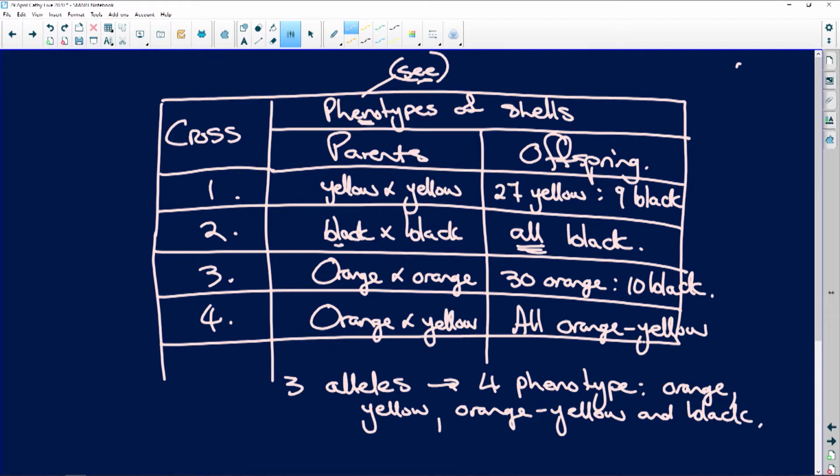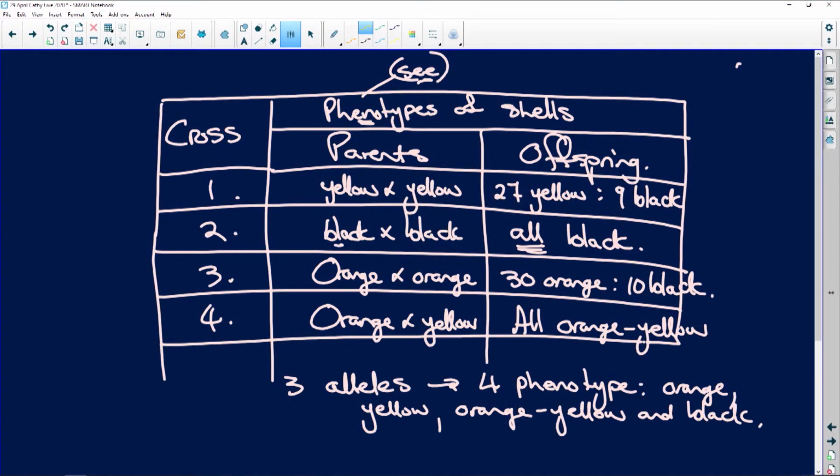So, when we look at all of this, what can we see here? First of all, it says, name and describe the type of dominance shown here. So, if we look at the kinds of dominance, what dominance can you see here? Here are the parents, here are the offspring. When I have a yellow and a yellow parent, they produce yellow and black. When I have two blacks, they are all black.